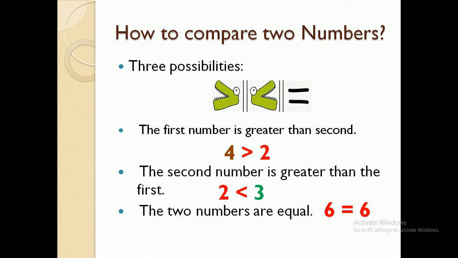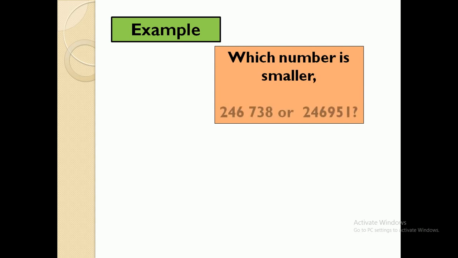So now I am explaining it with examples. I am taking the example of two 6-digit numbers and we have to make the comparison between them and find out which number is smaller and which number is greater. Here are the two 6-digit numbers. So what will we do? To compare these numbers, we will follow the given steps.